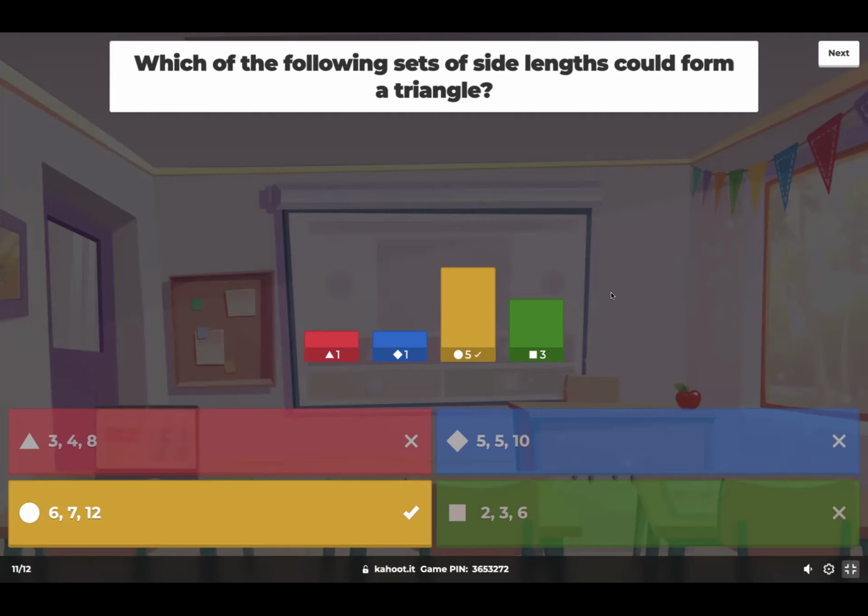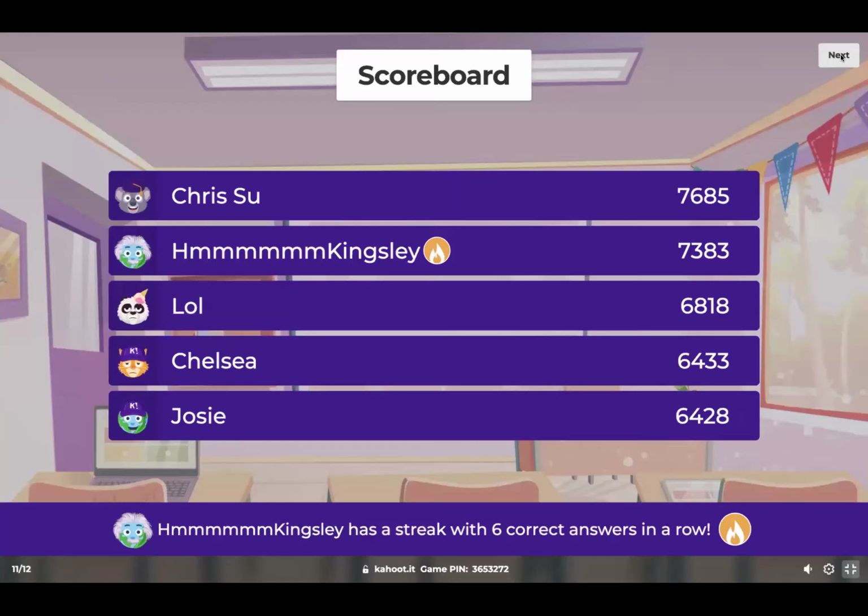So that violates our triangle inequality because the sum of the two lengths isn't greater than the third, because 3 plus 4 is less than 8. Same thing with 2, 3, 6: 2 plus 3 is 5, less than 6. 5, 5, 10 might be a little bit less obvious because 5 plus 5 is equal to 10. But if we think about the triangle inequality, the condition is strict. So the sum of the two sides has to be strictly greater than the third. It cannot be equal. So 5 plus 5 is not strictly greater than 10, and that's why that one violates it.